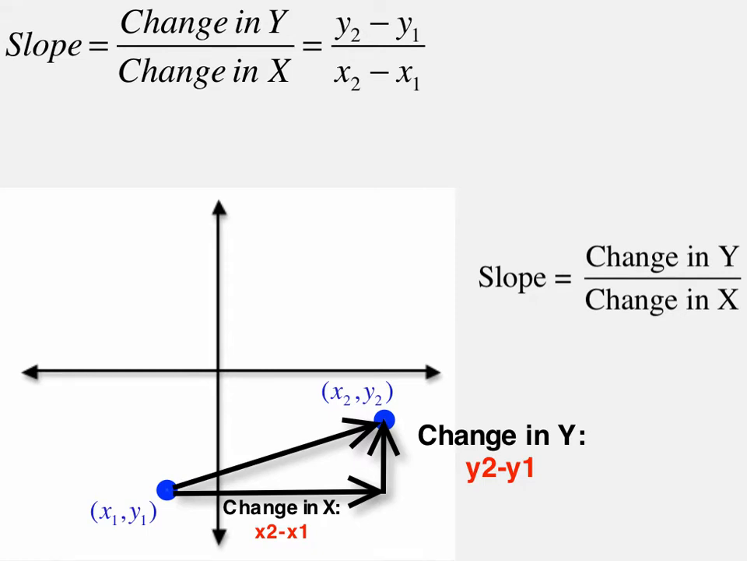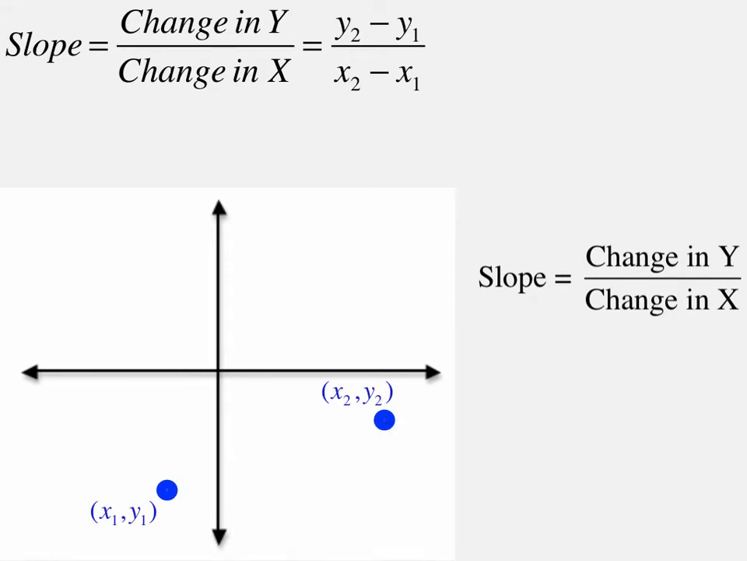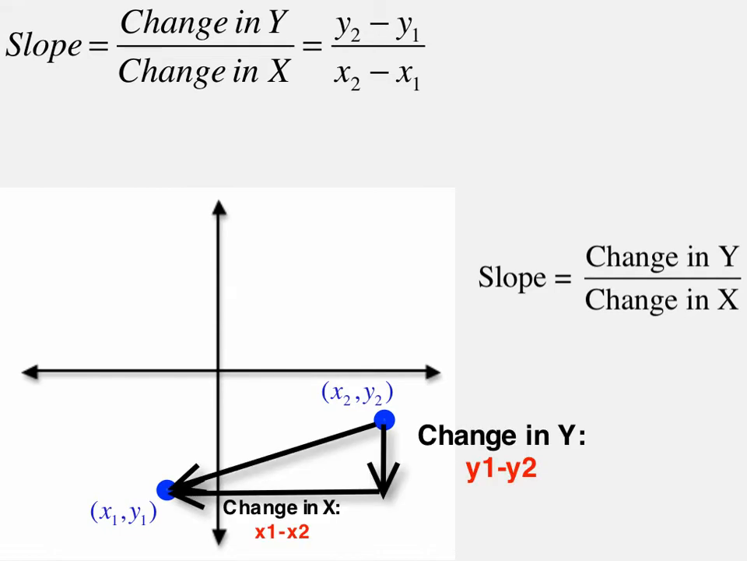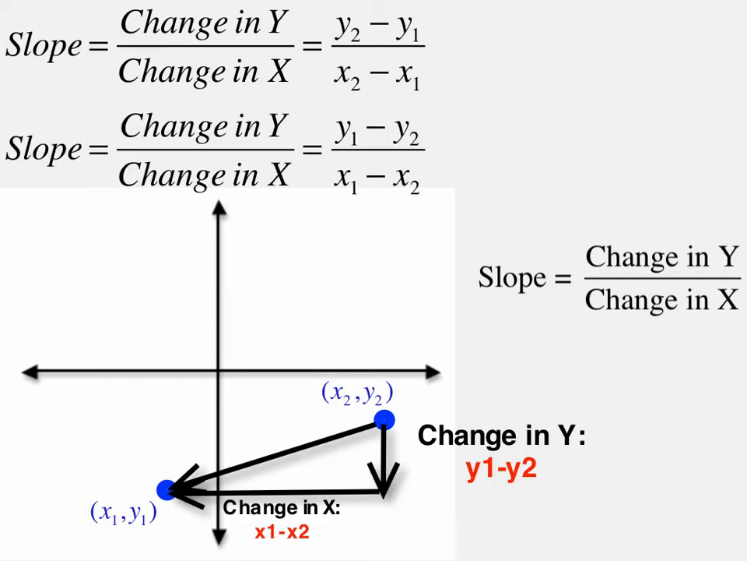Of course, we could have gone in the other direction. And in doing so, we would have found that our slope was y1 minus y2 over x1 minus x2. And just like in all of our previous examples, it didn't matter in which direction you went to find your slope, as long as you were consistent with your coordinates.